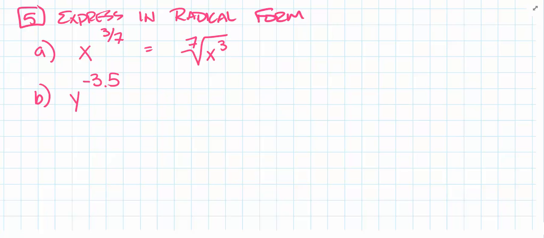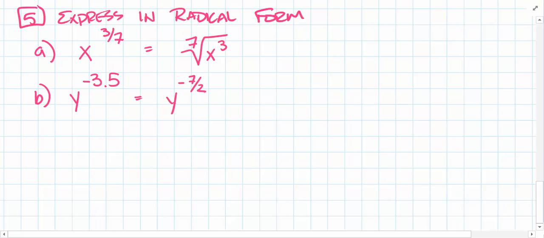So what do you guys want to do first? What's a good idea? Maybe convert that to a fraction. Convert it to a fraction in simplest form. So what's the simplest form of 3.5? Negative 7 over 2. There you go. So let's rewrite this as y to the negative 7 over 2. That'd be a good first step.